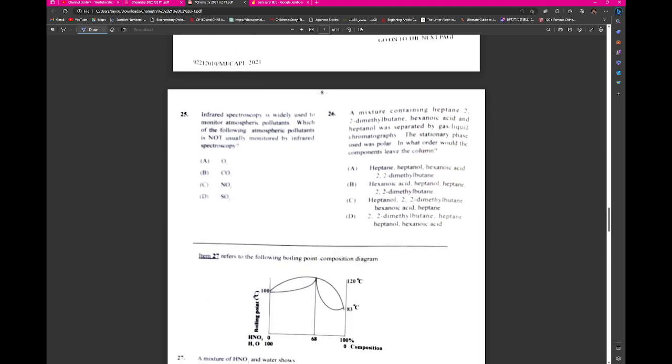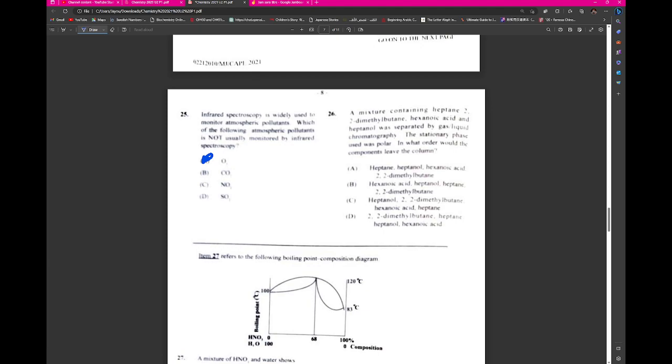Infrared spectroscopy is widely used to monitor atmospheric pollutants. Which of the following atmospheric pollutants is not usually monitored by infrared spectroscopy? I think it is oxygen there. A mixture containing heptane, 2,2-dimethylbutane, hexanoic acid, and heptanol was separated by gas-liquid chromatography. The stationary phase used was polar. In what order would the components leave the column?